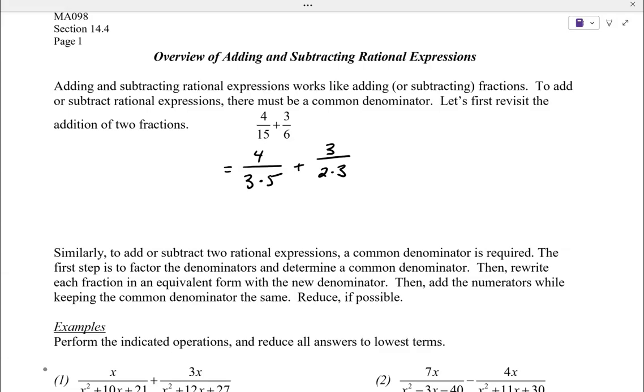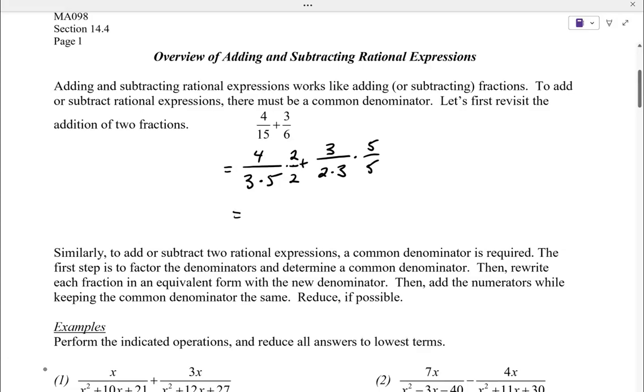This one has a 2 and that one doesn't, so since this one has a 2, I better put a 2 in this one. And the way we do that, of course, is multiplying by 1 in a special way, right? So if I want to put a 2 in the denominator on this one, I also need to put a 2 in the numerator. In the other one, if I need a 5 in the denominator, I also put a 5 in the numerator, don't we?